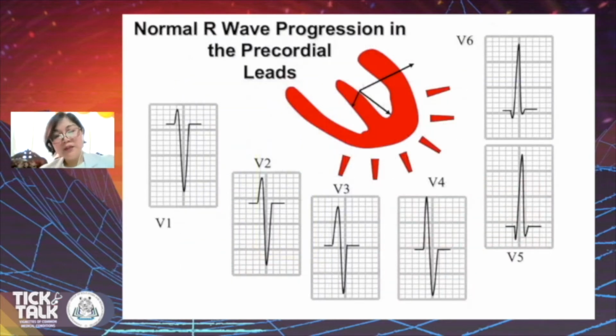Here, we are able to see a depiction of how the normal R wave progression in our chest leads, or precordial leads, should look. If you take a look at your chest leads from V1 at the septum, or the middle part of your patient's chest, going laterally, you're able to see that the R wave progression is increasing, meaning you have a small R wave in your V1, and as you go laterally, the R wave becomes taller and taller. So that is what you should observe when you're looking at a normal ECG.